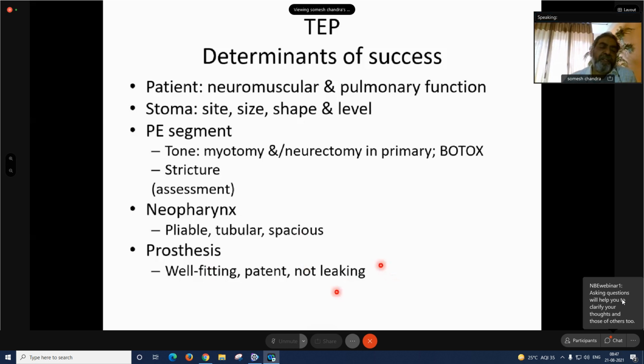And a prosthesis needs to be replaced only if these things cannot be corrected by day-to-day measures. Otherwise, prostheses usually last for a few months. They have been known to last for years, but generally 6 months is the time when you change the prosthesis. With that, I think I'll end this lecture.